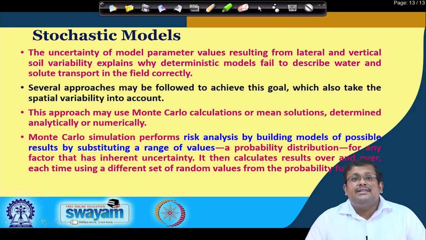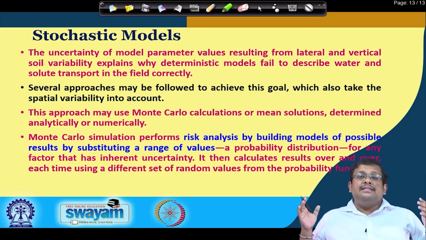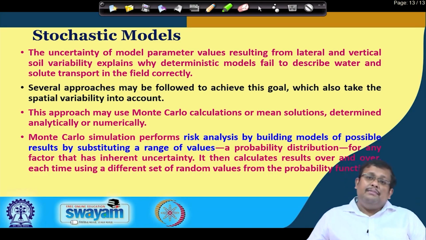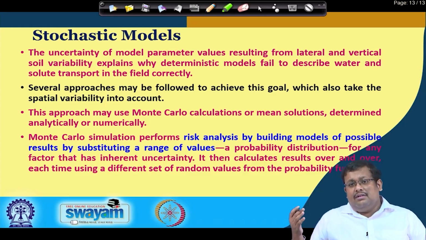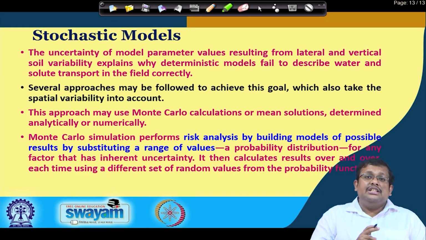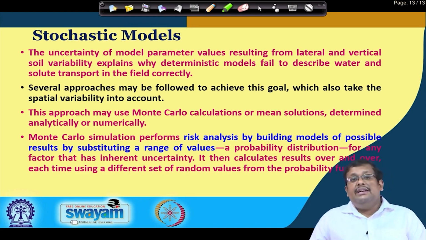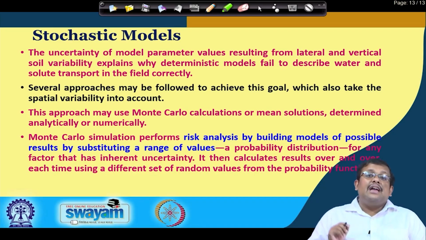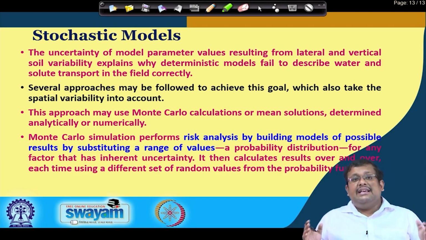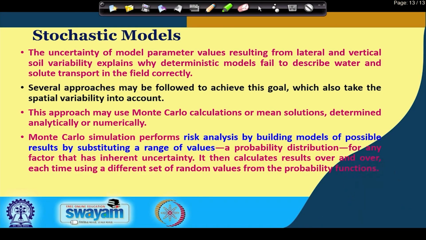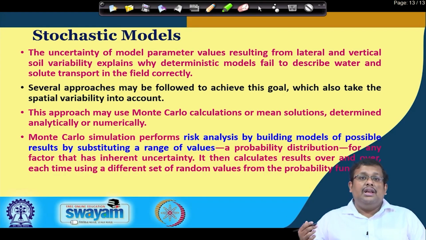Now, let us see what the stochastic model is. We have already seen the basic difference between the deterministic model and the stochastic model. Remember, the stochastic model is characterized by a sense of randomness. Now, uncertainty is one of the major parts of the stochastic model. So, uncertainty of model parameter values resulting from lateral and vertical soil variability explains why deterministic models fail to describe water and solute transport in the field correctly. So, basically due to the uncertainty of the model parameter values resulting from different lateral and vertical soil variability, we have just seen preferential flow. So, obviously there is some spatial variability. So, that is why there is some preferential flow. So, due to this variation, due to this heterogeneous nature of the soil, the deterministic model often fails to describe the water and solute transport in the field correctly.